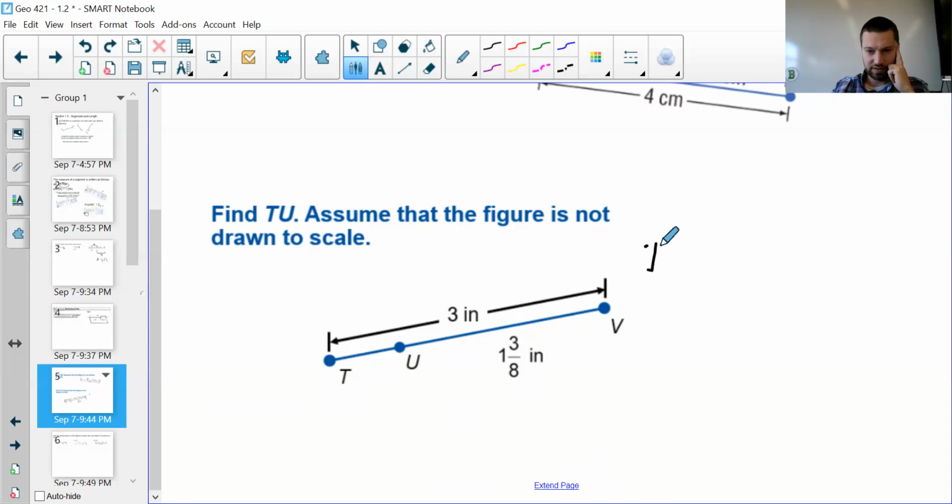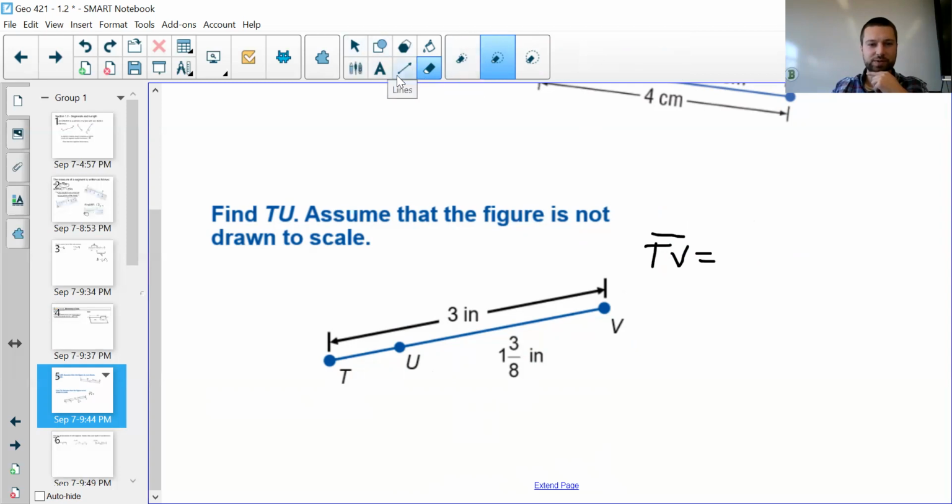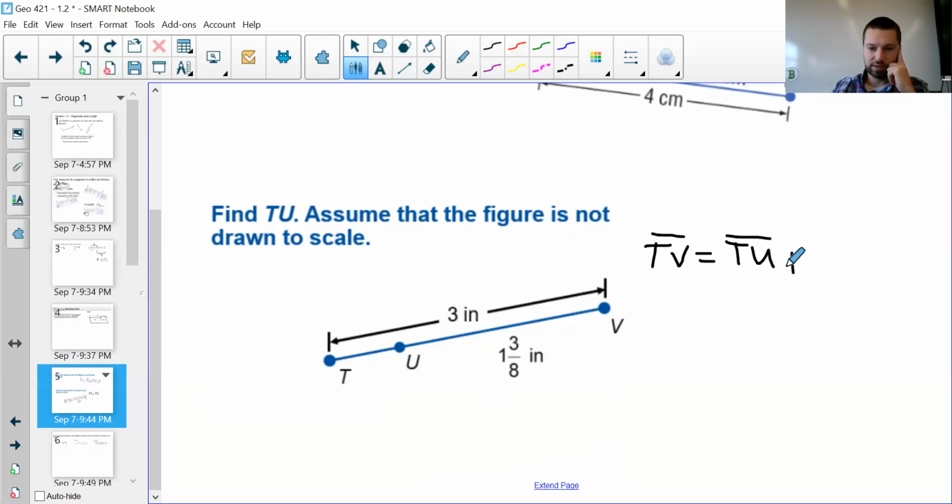So we know TV is equal to, sorry, that looks like a J. Maybe we could do a little erase. Oh, look at that precision erasing by Mr. Turner. Where'd my pen go? Here's my pen. So we know TV is equal to TU plus UV. And we know TV, the whole length, is 3 inches, which is equal to TU, which we don't know. That's what we want to find, plus we know UV is 1 3/8.